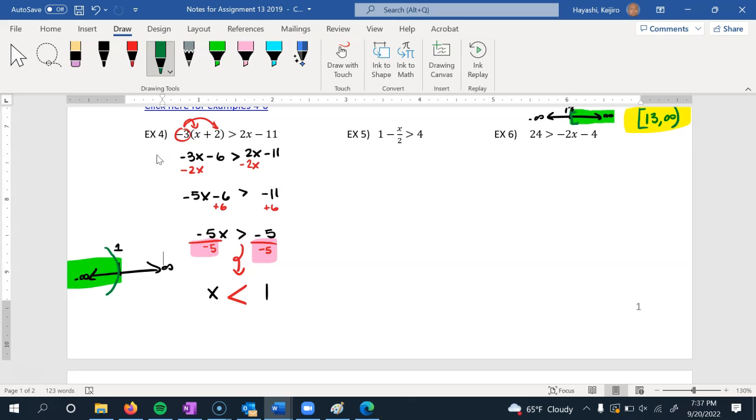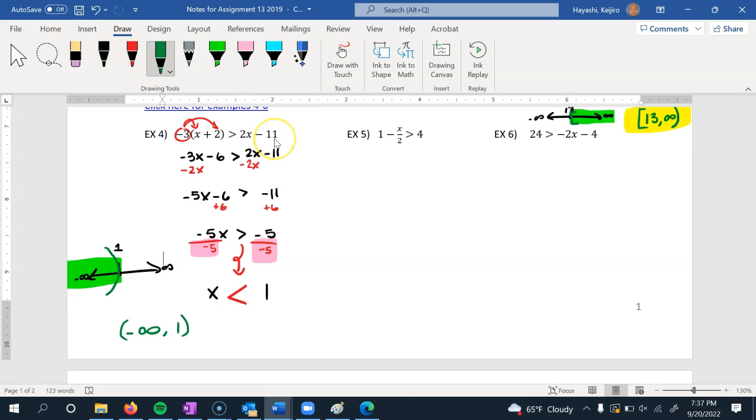So where does this interval start? What's the leftmost part of this interval? -infinity. Okay, and it goes up to 1. Parentheses on both: on the -infinity because it's -infinity, and on 1 because of the symbol in the inequality.